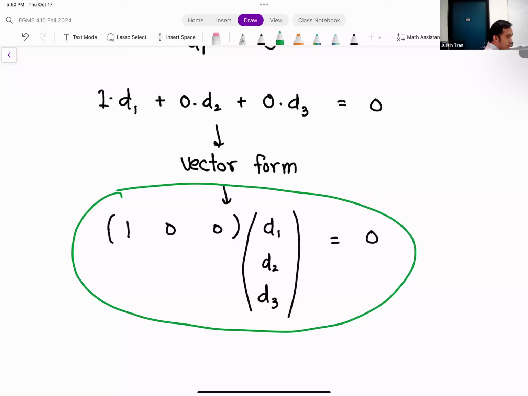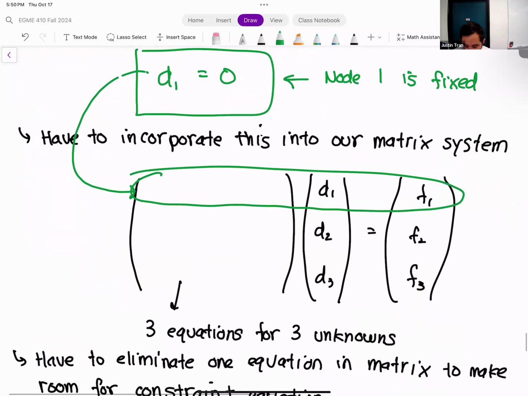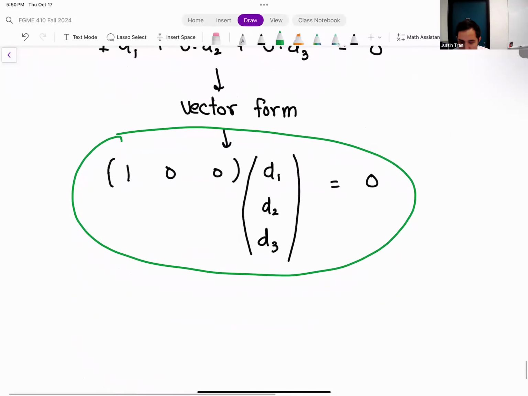We're doing this so that, if you look at this form and the matrix that we have to plug it into, you can hopefully start to see some similarities, because this D1, D2, D3 vector is exactly the same as what we have in our stiffness matrix system.